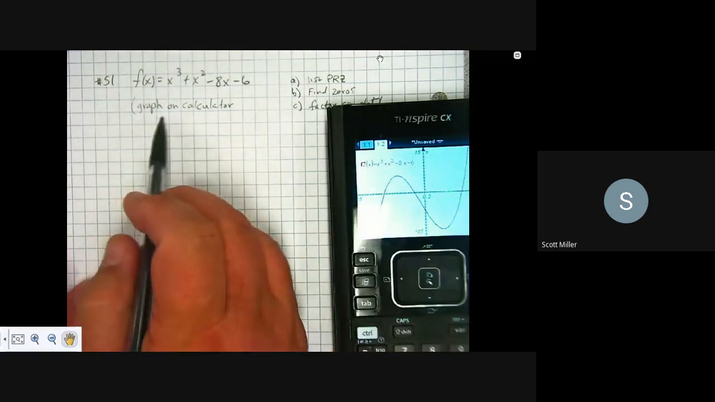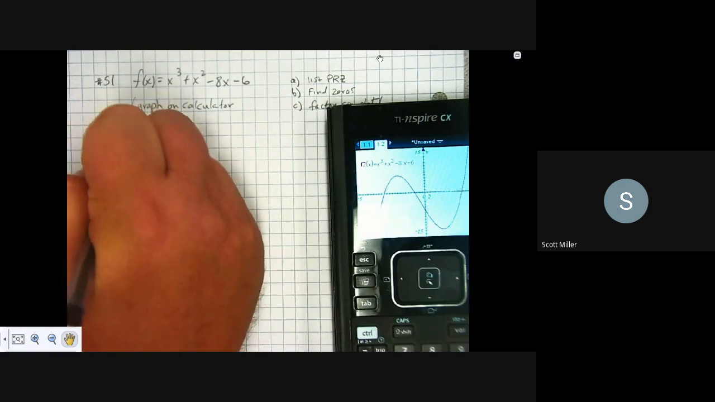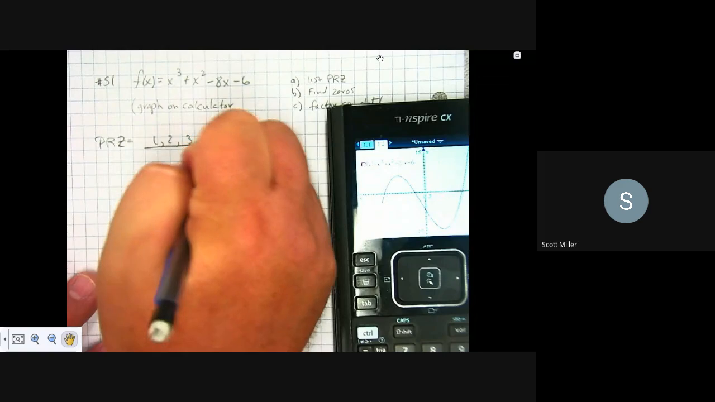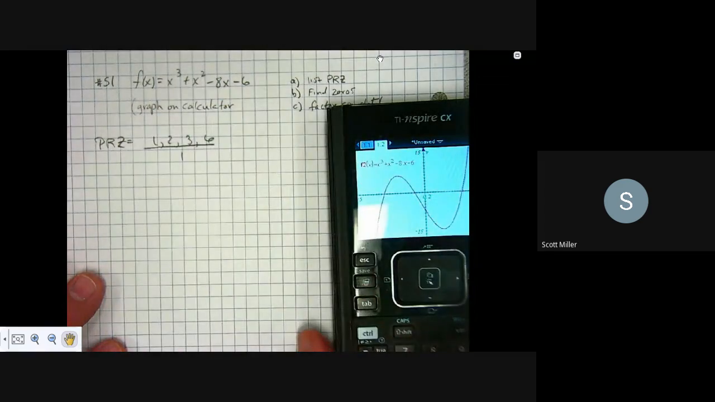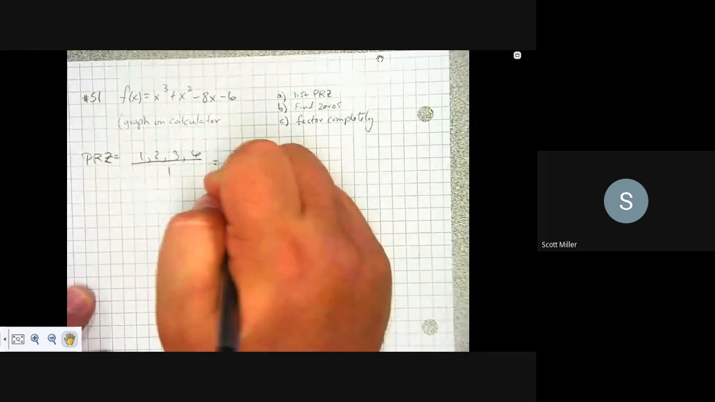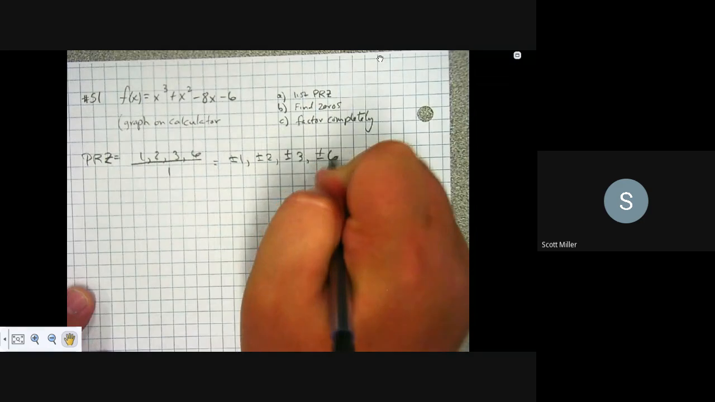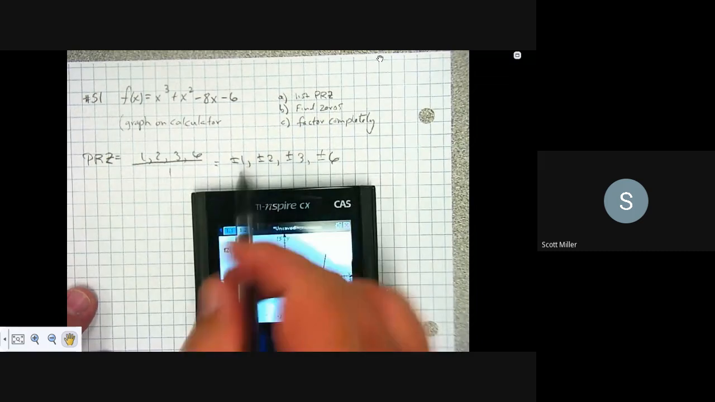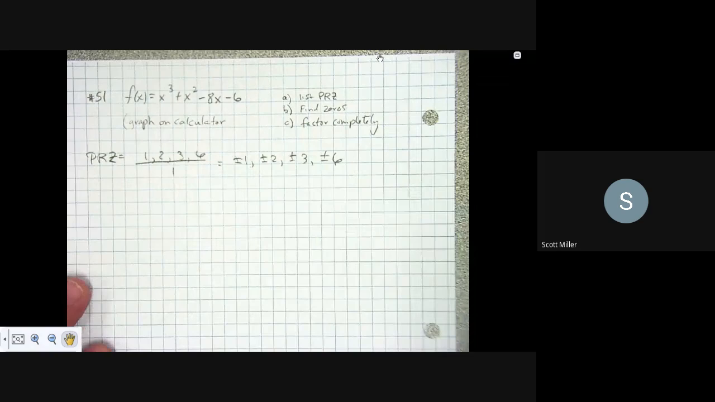I'm not going to draw the graph, but I'm going to list the possible rational zeros. So our PRZ. And we need the factors of 6, which are 1, 2, 3, and 6. And then the factors of 1, which are just 1. So this one's a little bit easier list to generate. And I give you plus or minus 1, plus or minus 2, plus or minus 3, and plus or minus 6. So if it has rational zeros, it's one of those numbers. And we can use that to help us determine which one we might want to try first.